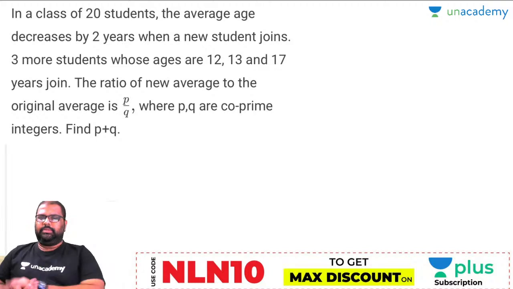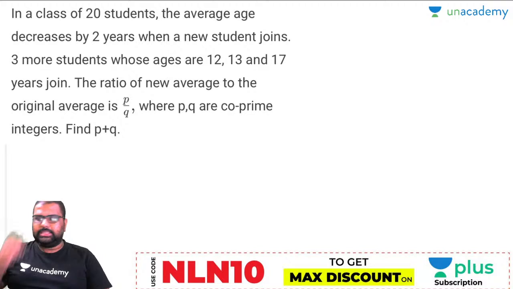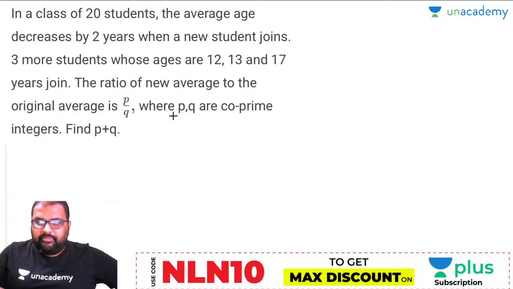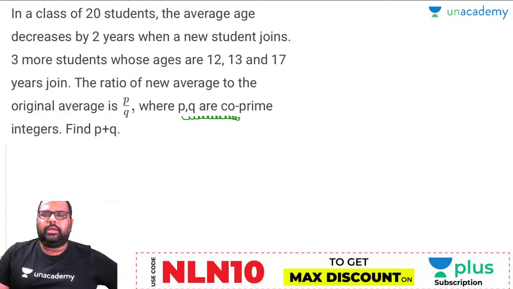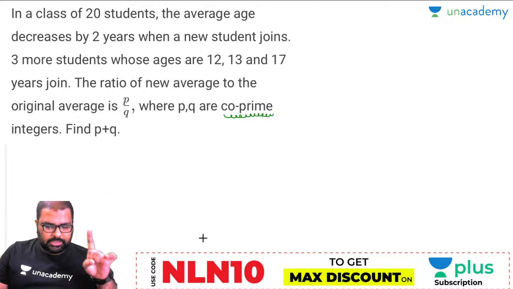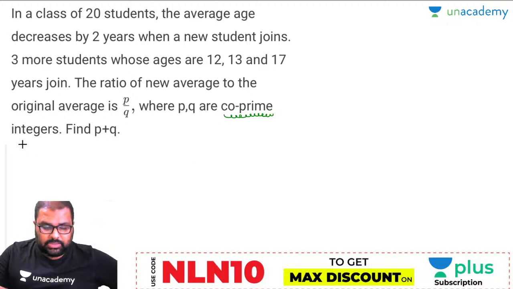Now what is the question asked? In a class of 20 students, the average age decreases by 2 years when a new student joins. 3 more students whose ages are 12, 13, 17 years join. The ratio of the new average to the original average is P by Q, where P, Q are co-prime integers. Already I have explained what co-prime integers are. Between P and Q there must be only one common factor, that is 1. Except 1 there must be no common factor, and integers, no fraction values.